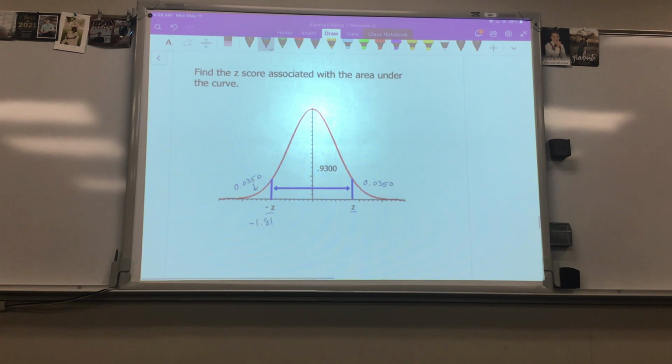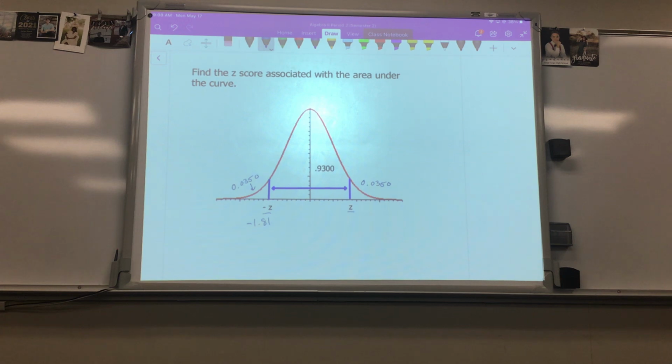It's asking for the z-score. So the one to the left is at negative 1.81. Ryan, did you have a question? Now, having that idea that those z-scores are the same distance apart, do I need to worry about adding that 0.0350 and 0.9300 and finding that z-score? I mean, you can, but I know it's the same distance away, right? So what's the z-score to the right? 1.81. Just the positive one.